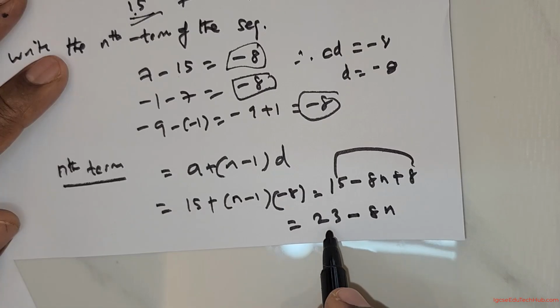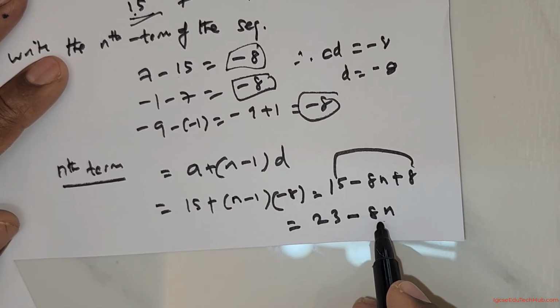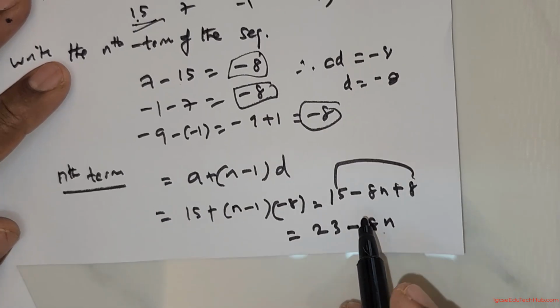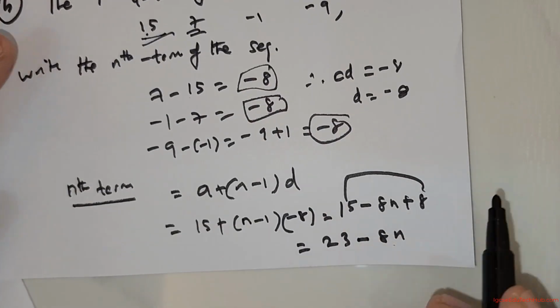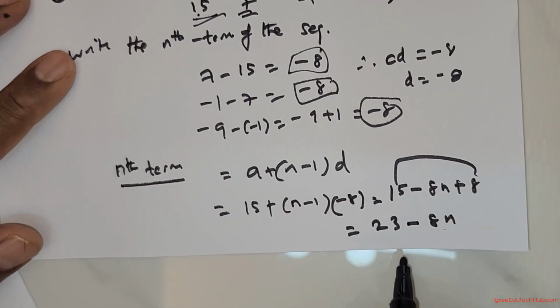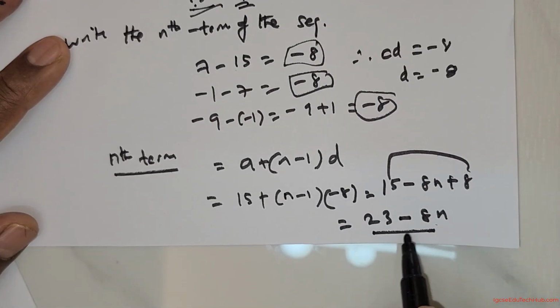n is equal to 2. 23 minus 16. You get 7. That's the second term. And clearly all other terms will fall in place. So this is the solution for this question.